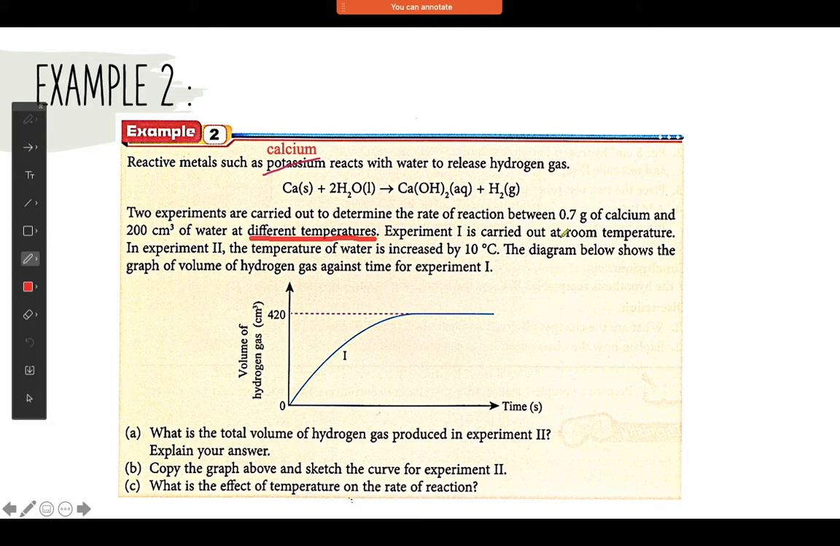And it says experiment 1 is done at room temperature. Experiment 2 increases it by 10 degrees Celsius. But it is the temperature of the water solution. For calcium, we cannot factor the temperature; for calcium the factor may be surface area instead. Okay, so the graph shows the volume of hydrogen gas against time for experiment 1. Question A, what is the total volume of hydrogen gas produced in experiment 2? This question involves a little calculation.